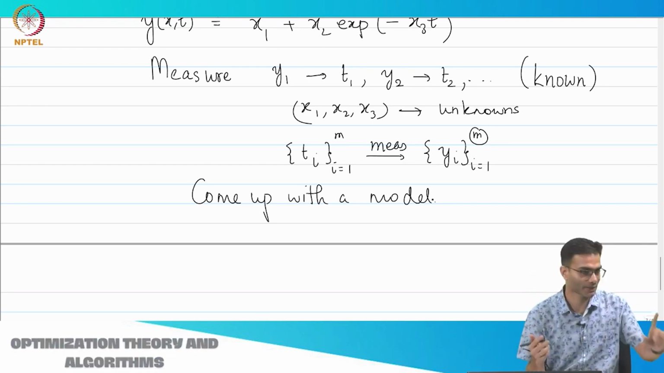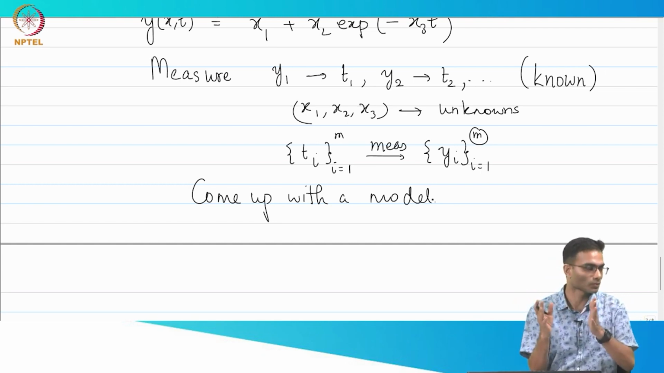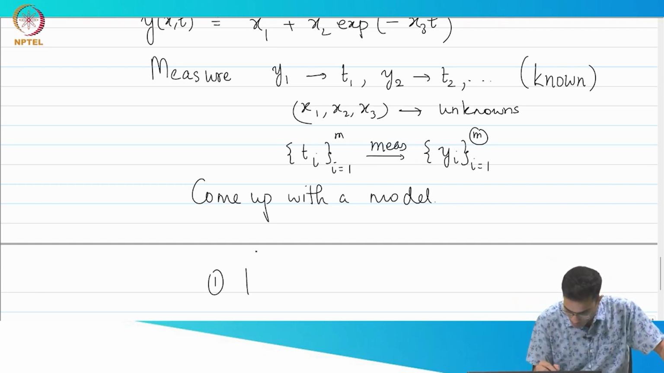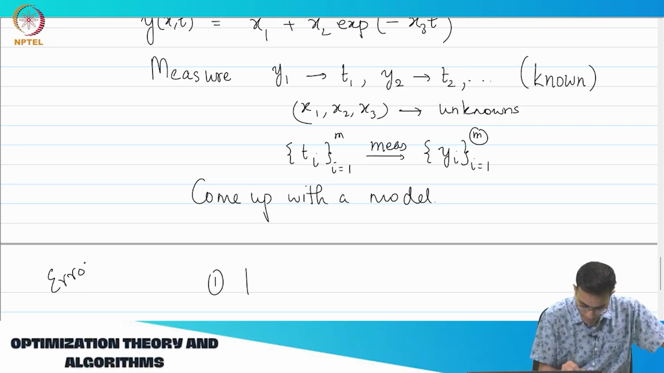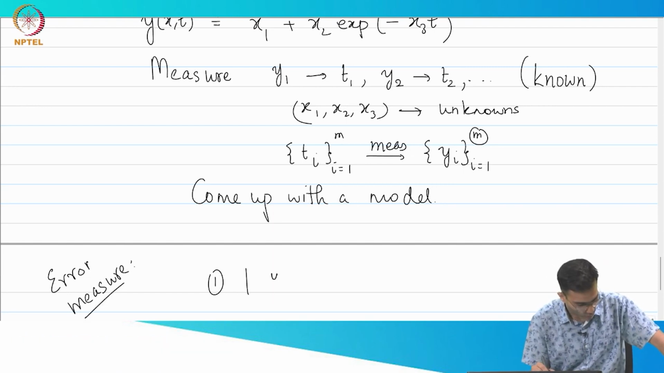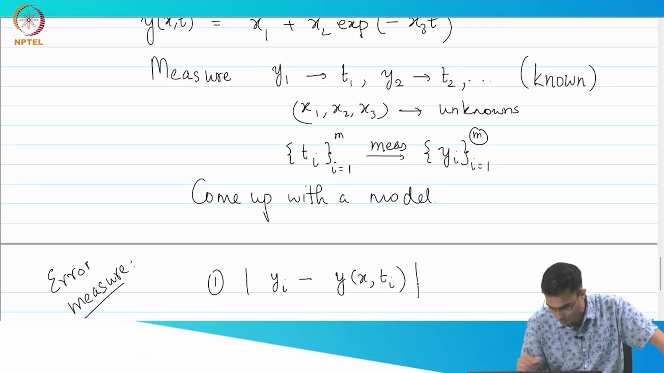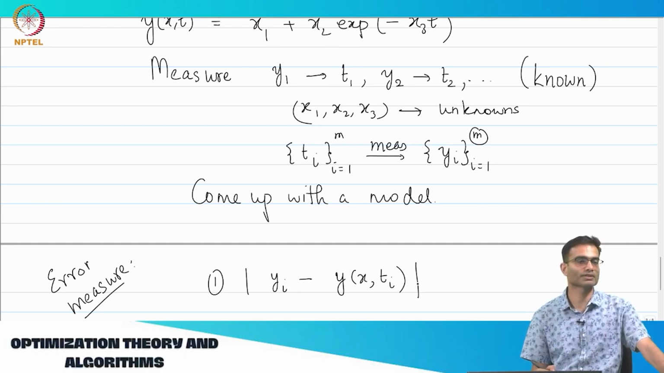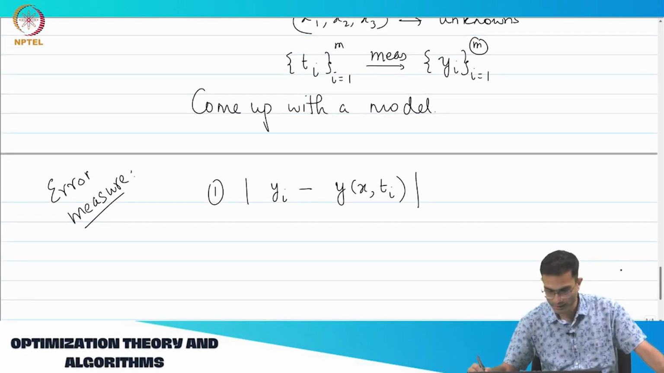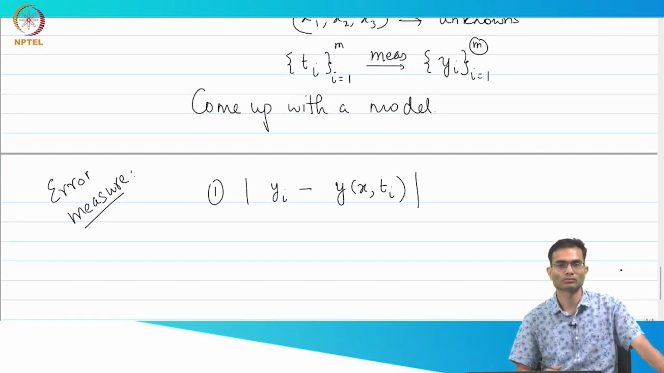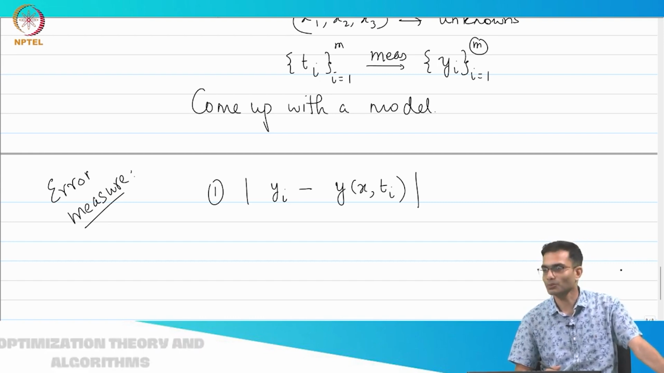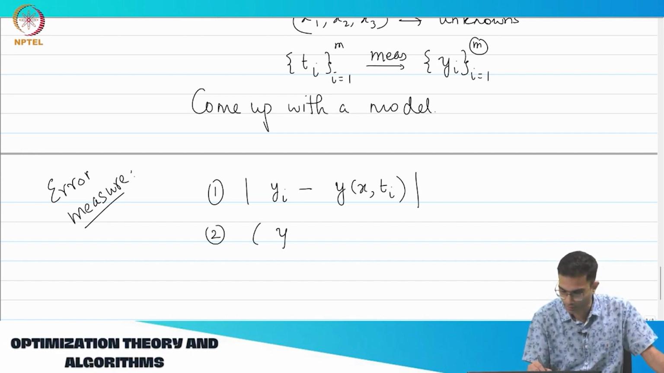I need some measure of distance between the two, right? So for example, I could define an error measure. I could compute this for all j's. Is there any other thing I could do? The hint is the title of the section. I could square it. I could look at this measure, yi minus y.